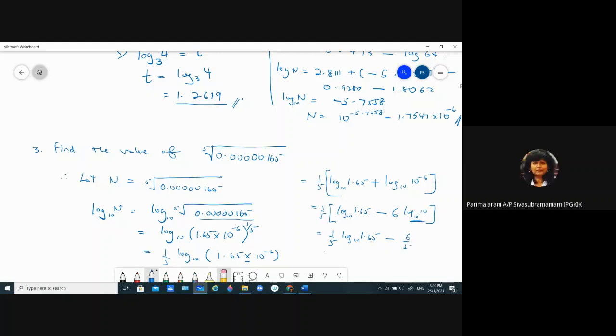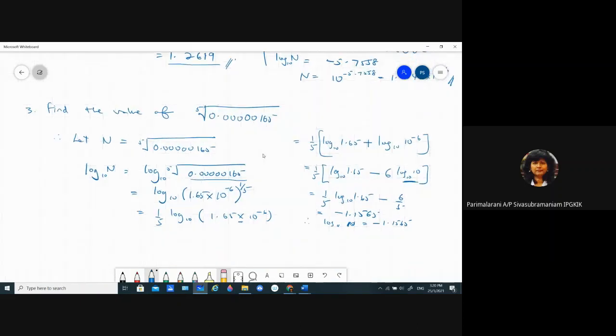Okay, so using our calculators, we get this is negative 1.1565. Okay, so therefore log 10 n, log n is equals to negative 1.1565. So n is equals to 10 to the power of negative 1.1565, and this is 0.06974. Okay.